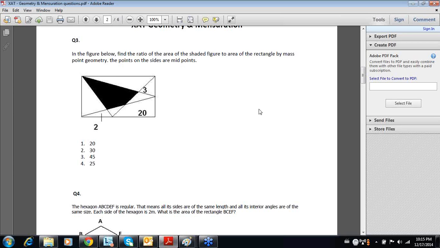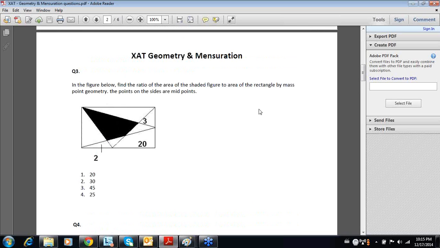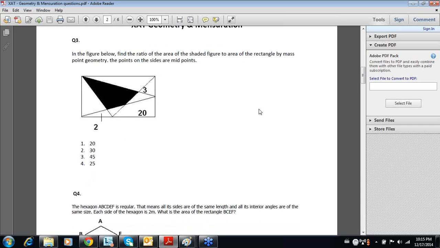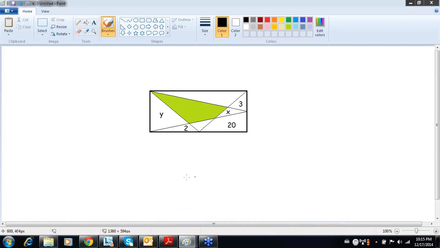Okay, I believe nobody is attempting the questions today, so I'll solve it myself. So question number 3: in the figure below, find the ratio of the area of the shaded figure to the area of the rectangle by mass point geometry. The points on the sides are midpoints. So this is the figure that has been given. This is the midpoint. This is also the midpoint of the side.